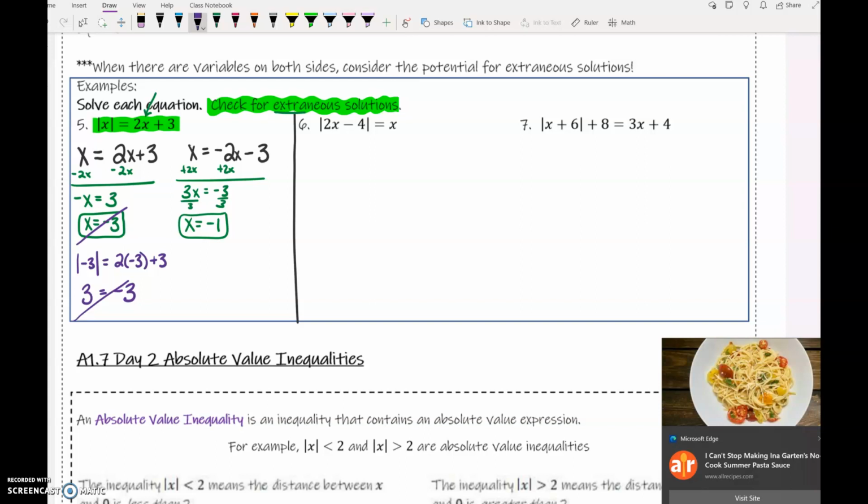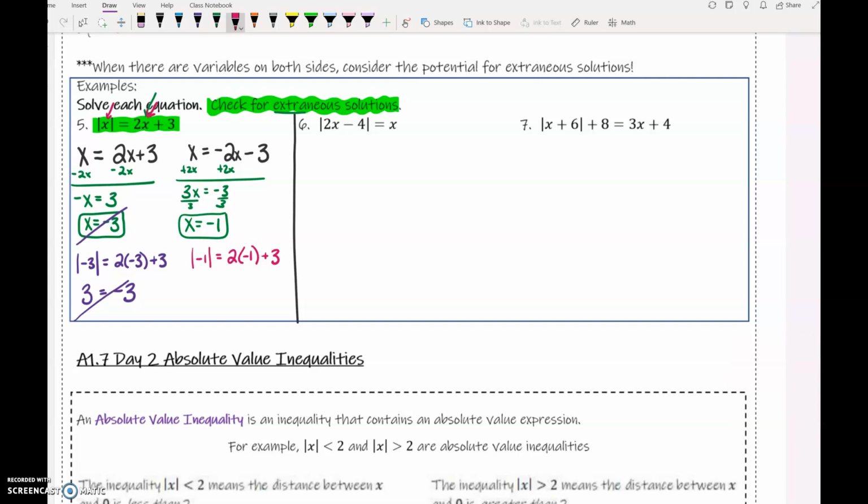On the other one, let's check the other one. I'm going to check this one in pink. Absolute value of negative 1 equals 2 times negative 1 plus 3. I'm plugging these numbers in to the two x's, both of the x's, the x on both sides of the equation. Absolute value of negative 1 is positive 1. This is negative 2 plus 3, which is 1. 1 does equal 1. Both sides match, so that is our solution.